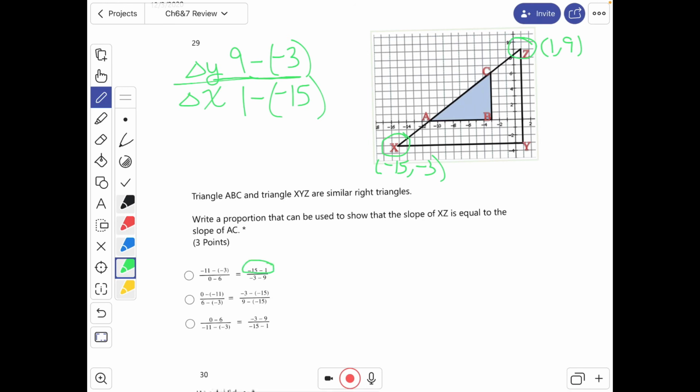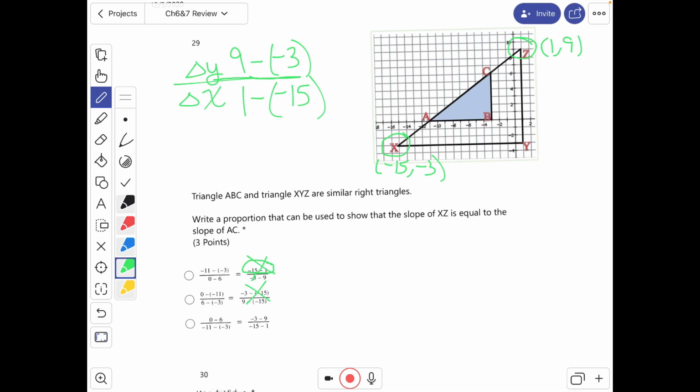Okay, look at the first answer choice. I see negative 15 and 1, and we did use those numbers, but is that supposed to go on the top? No, x's are supposed to go on the bottom, so it can't be that. The next one has negative 3 minus negative 15. Do 3 and 15 both go on top? No, because only the y's can go on top, so it can't be that one.